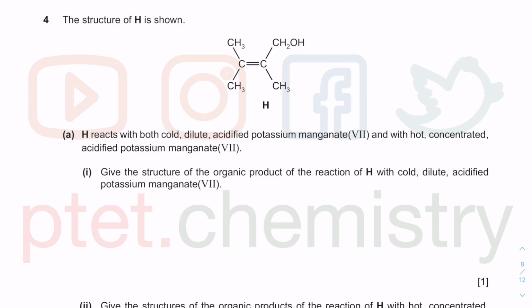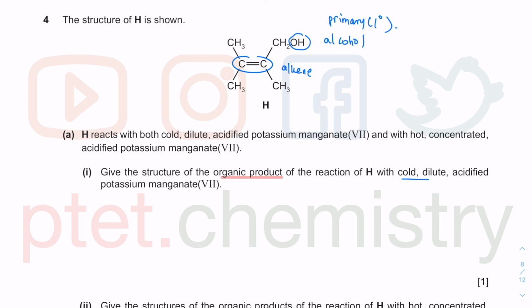Question 4. We have this question where we've got an alkene and also an alcohol. The carbon with this OH is bonded to one other carbon. This is called a primary alcohol. What are we looking at? What is the organic product? You're looking for an organic product, something that contains carbon and hydrogen.